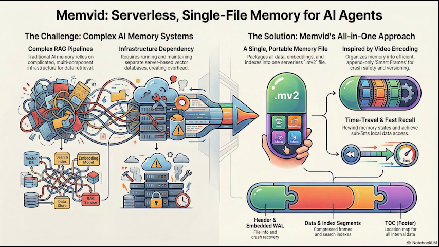It's all about integrity and density. Video encoding is just hyper-optimized for storing huge amounts of sequential data frames efficiently and, crucially, immutably. So Memvid just translates that concept over to AI memory. Right. Memory is organized as an append-only, ultra-efficient sequence of smart frames. Let's define that. What is a smart frame?